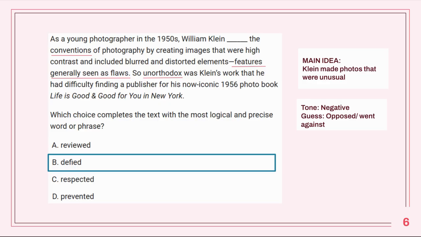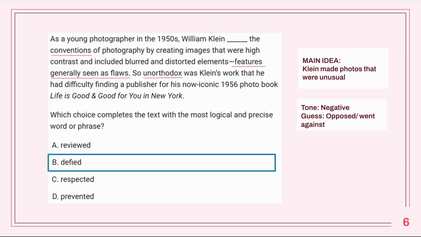And then D, prevented. He can't prevent the conventions of photography because this is just something people do. So there's no way that he can prevent people from following conventions or prevent the conventions from stopping just because he's making photos that are unusual. So it's kind of impossible. I don't think that's what the author wants to say.